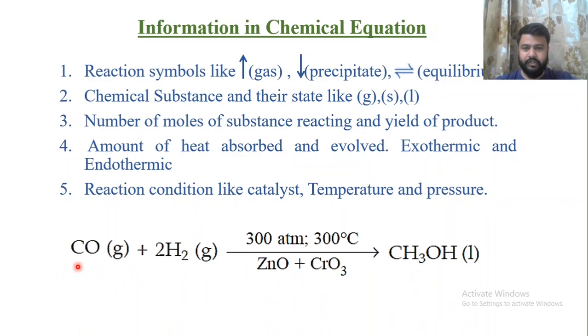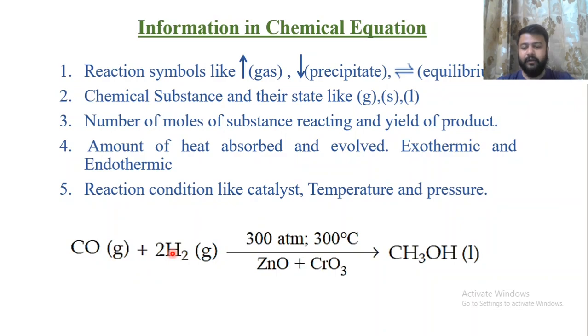In this chemical equation, carbon monoxide is going to react with hydrogen at a particular temperature and pressure, those are the reaction conditions, with a catalyst, and form methanol. Moving through the reaction, carbon monoxide is the chemical symbol, and its state is gaseous. Hydrogen, H2, is the symbol of hydrogen, again in gaseous state. This 2 is the stoichiometric coefficient, the number of moles of substance reacting. Here 1 mole of carbon monoxide and 2 moles of hydrogen react.